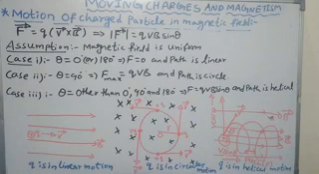Friends, in the last class, last part, what did we understand? Magnetic force on a current carrying conductor in a uniform magnetic field. What is the standard expression? Fm, the magnetic force acting on a current carrying conductor, is equal to what? B I L sin theta, or else I (L bar cross B bar).